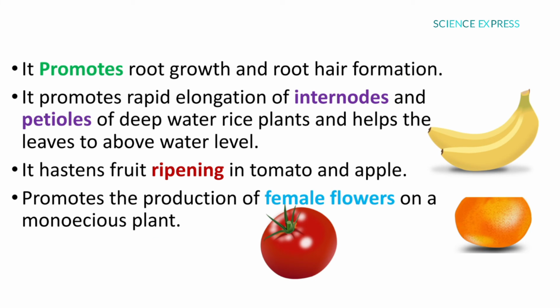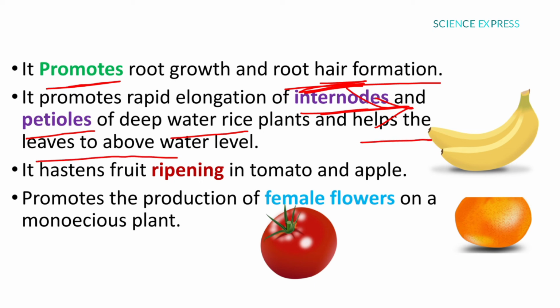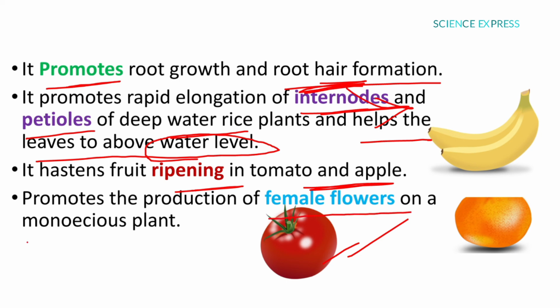It promotes root growth and root hair formation. Root hairs mainly help in the absorption of water and minerals and increase the surface area of the root. It promotes rapid elongation of internodes and petioles of deepwater rice plants and helps the leaves stay above the water level. It hastens fruit ripening in tomato and apple. It promotes the production of female flowers on monoecious plants.